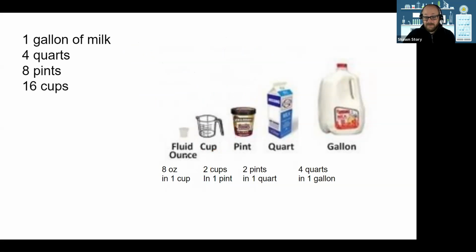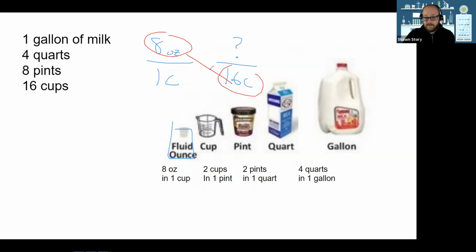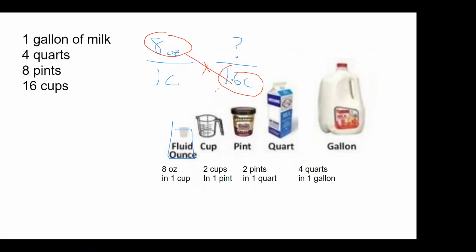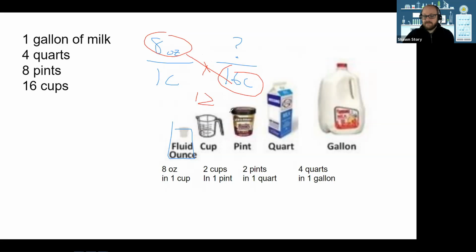Now, how many fluid ounces is that? How many fluid ounces is 16 cups? Well, I know 8 ounces is 1 cup, and I have 16 cups. I'm going to cross multiply. So 8 times 16. What is 8 times 16? 128. I trust you on this one. My brain melted. I couldn't do that in my head. I'd have to write it out this way.